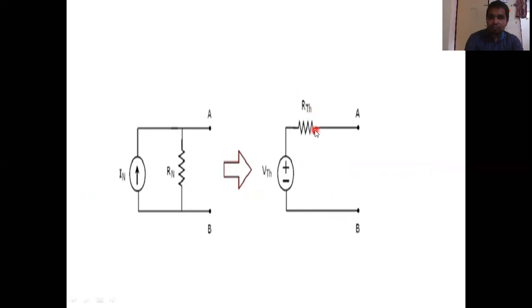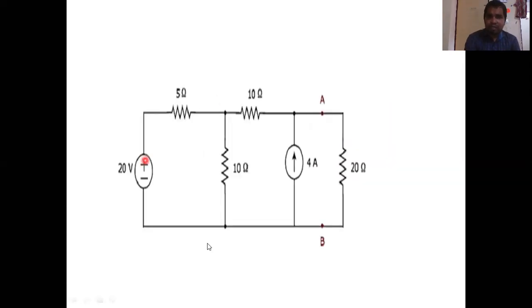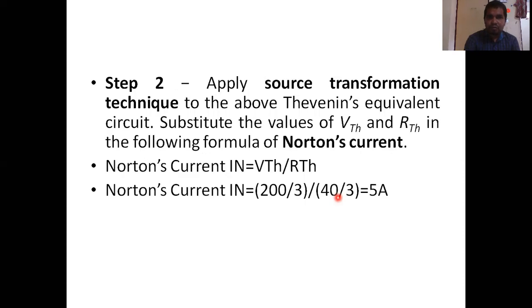Right. So I am taking the same example: the current through the 20 ohm resistor by the Norton equivalent circuit. I already determined this circuit, in which we already found the VTH and RTH. So VTH is available, RTH is also available. So you apply the source transformation technique. What you need is the Norton current, which is V by R. So VTH by RTH gives this Norton current. The Norton current is determined as 5 ampere.